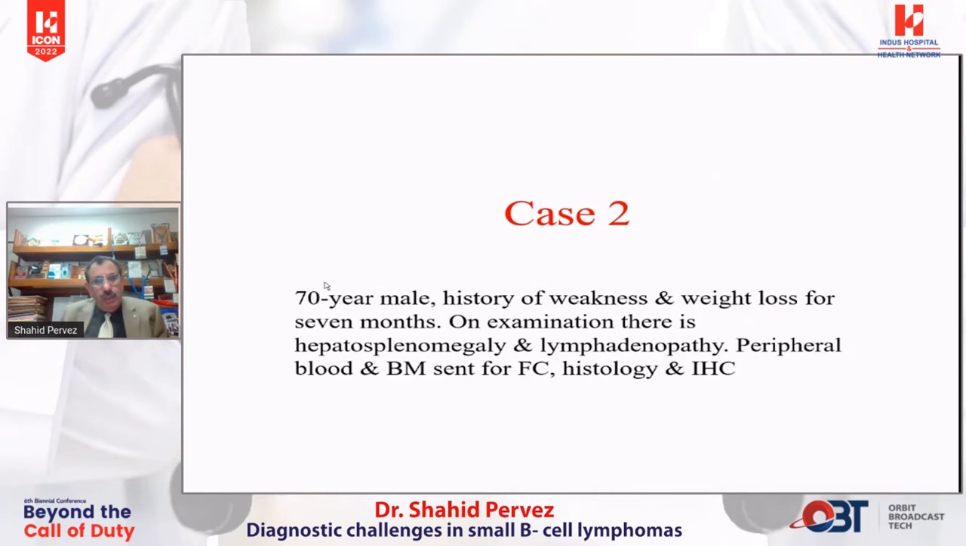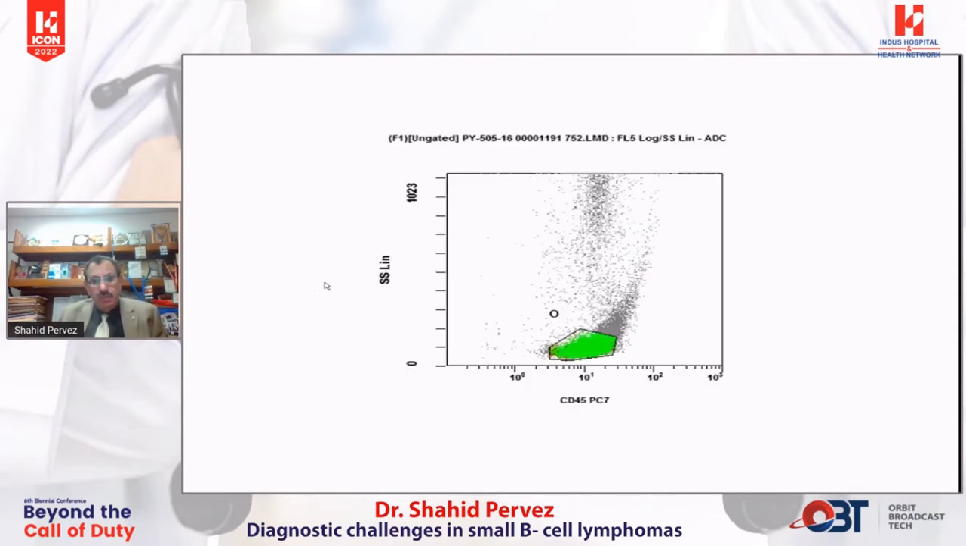Case two, a 70-year-old male with a history of weakness and weight loss for 7 months. On examination, there is hepatosplenomegaly and lymphadenopathy. And in this case, peripheral blood and bone marrow was sent for flow cytometry. And at the same time, bone marrow trephine was sent for histology and immunohistochemistry. So let me start with the flow cytometry.